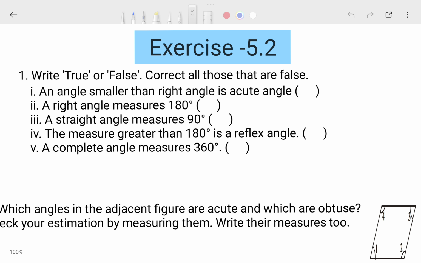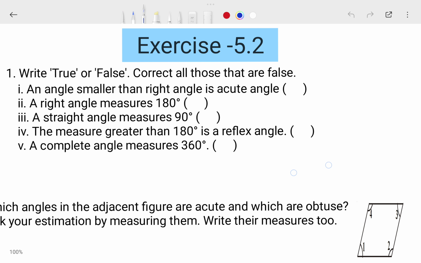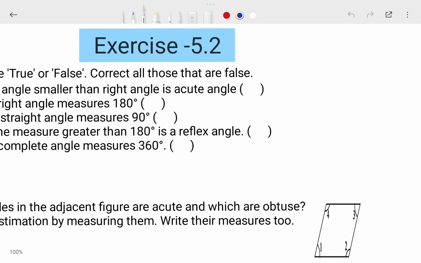In this exercise, the first question is: write true or false, and correct those which are false. Before I start the first question, I will teach you something very important, and then we will move to our first question.